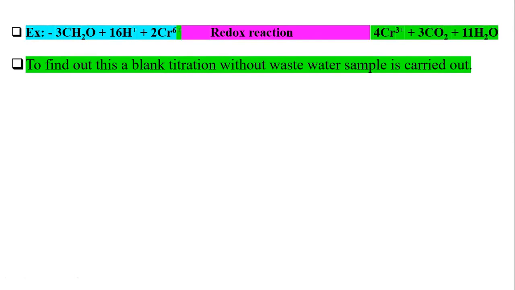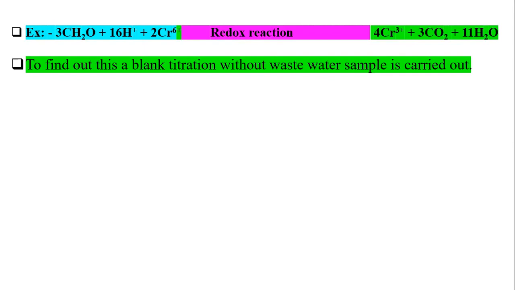Why? Because in the experiment, we record a blank titration. Blank means without wastewater; we take very pure water and carry out the experiment. If you take 100% pure water, there is no chemical present, so no K2Cr2O7 will be consumed. Whatever K2Cr2O7 is added remains unreacted. If you provide 200 moles of K2Cr2O7 and there is no impurity, nothing will be consumed. So the blank titration is very much necessary.